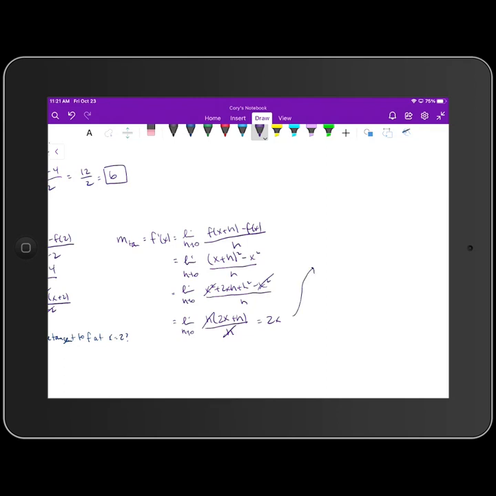So what does that mean? That means that f prime of x is equal to 2x. So what this gives me is the slope at any point x.